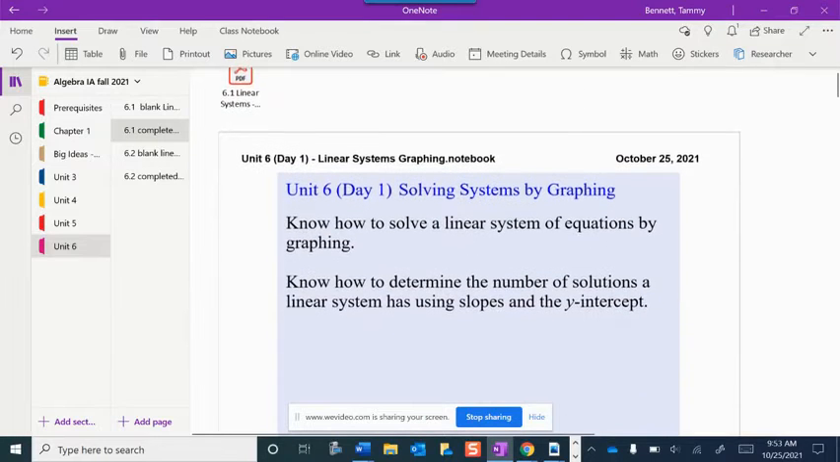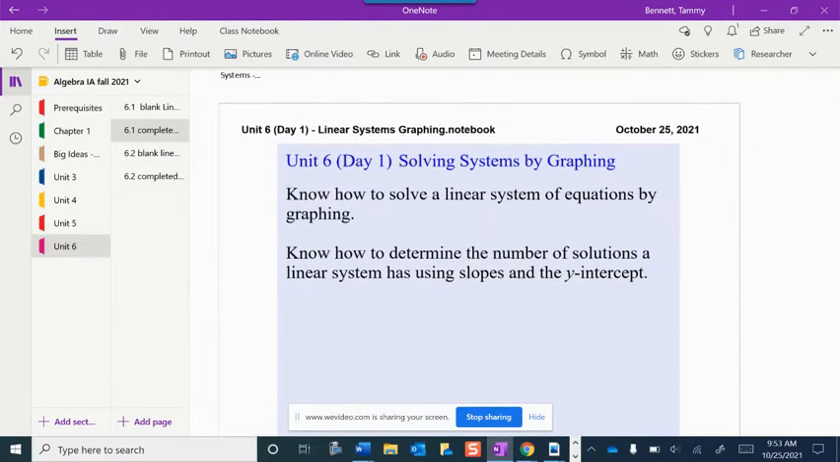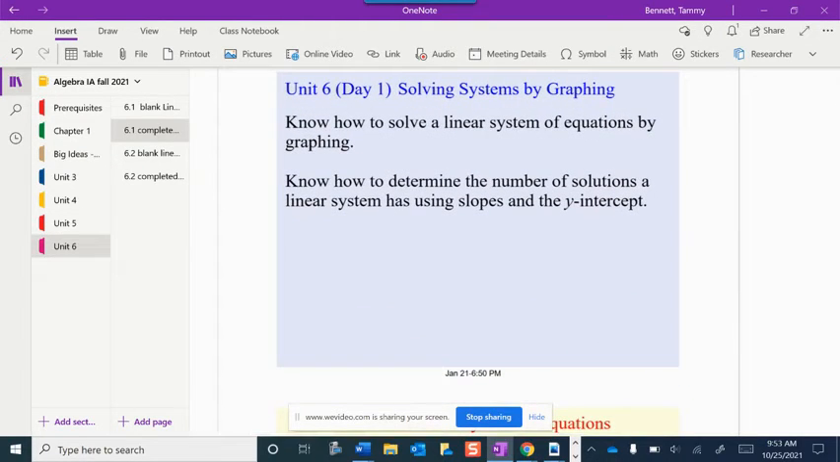Today we're going to be solving systems by graphing, and you have to know how to graph linear equations, and then what we will do is see where they meet.